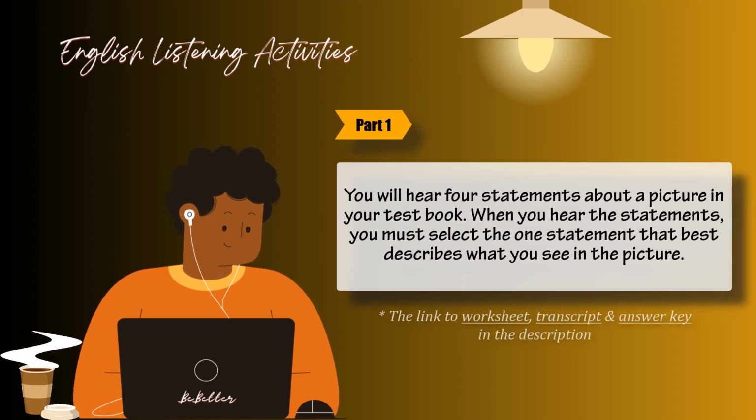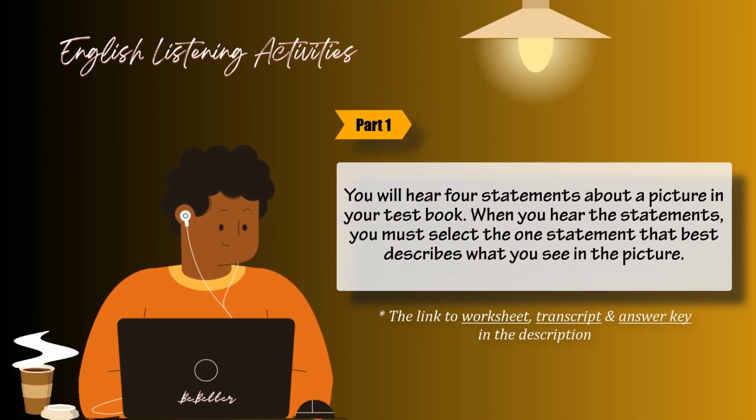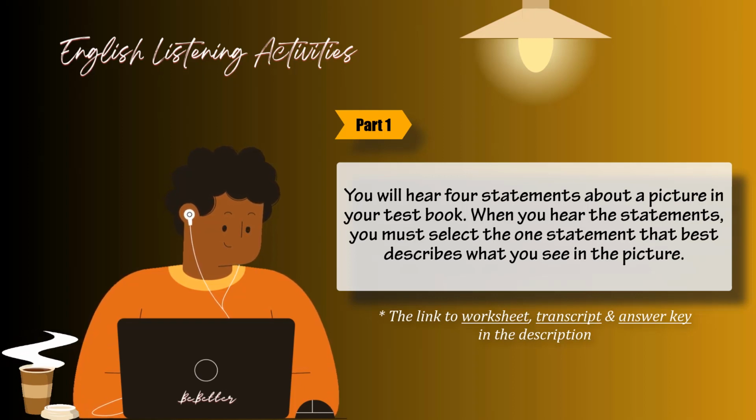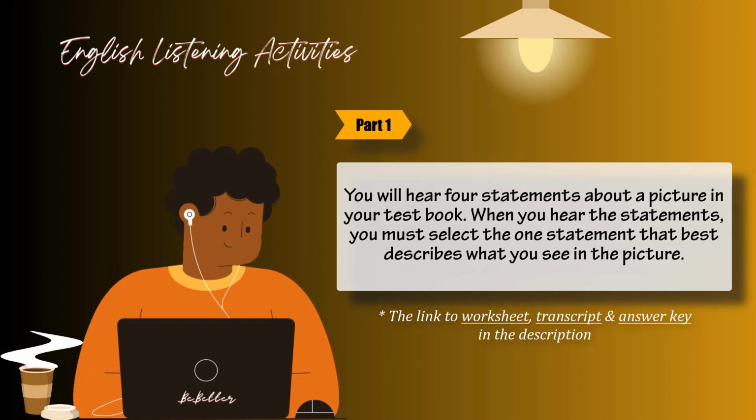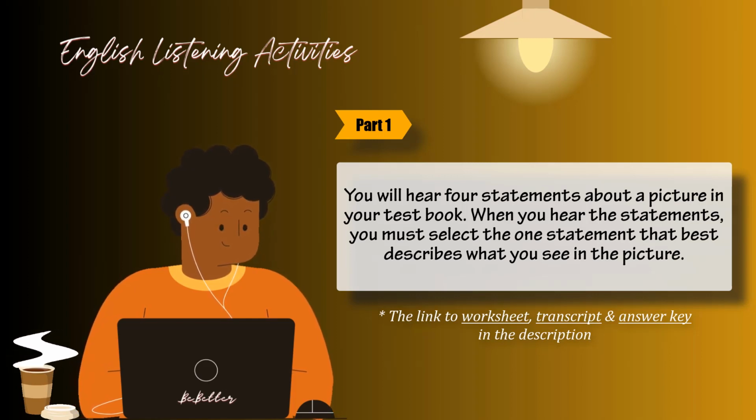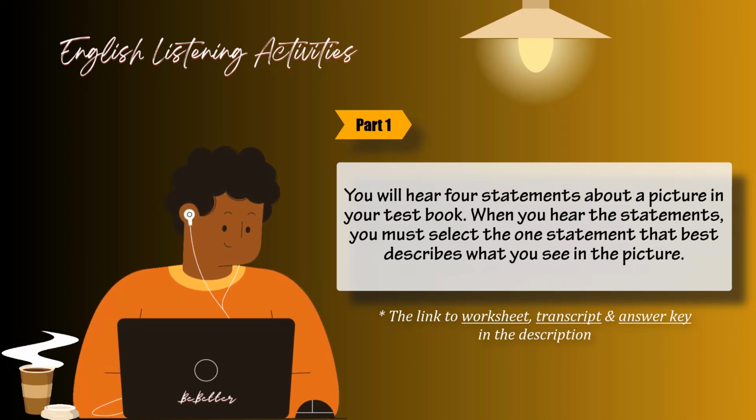Part 1. Directions. For each question in this part, you will hear 4 statements about a picture in your test book. When you hear the statements, you must select the one statement that best describes what you see in the picture. Then find the number of the question on your answer sheet and mark your answer. The statement will not be printed in your test book and will be spoken only one time.